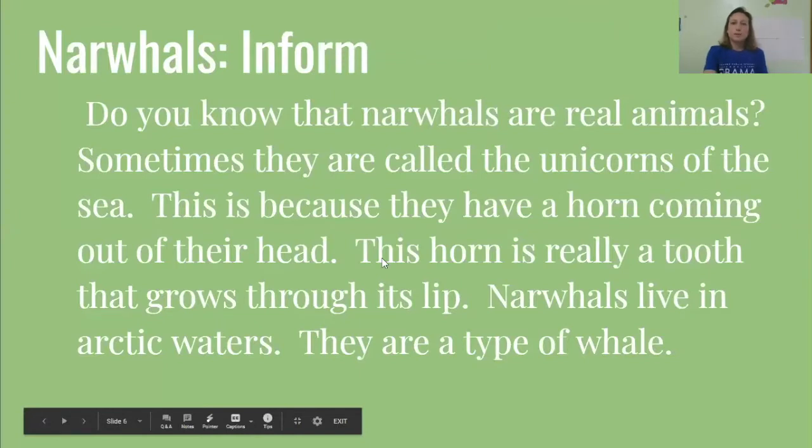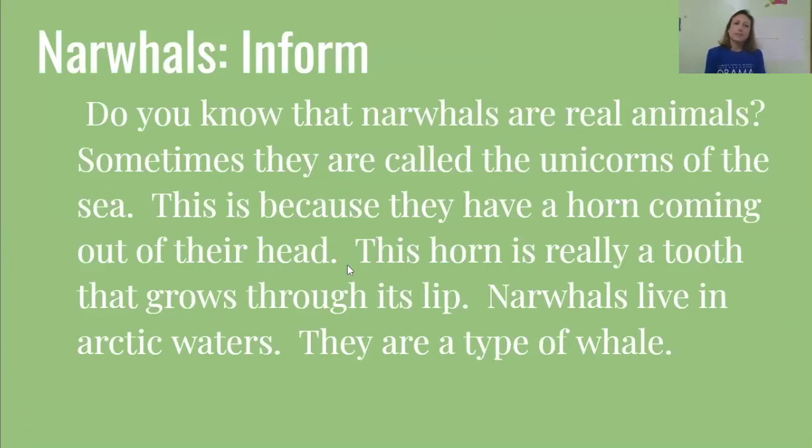Do you know that narwhals are real animals? Sometimes they are called the unicorns of the sea. This is because they have a horn coming out of their head. This horn is really a tooth that grows through its lip. Narwhals live in Arctic waters. They are a type of whale. And I could keep going with a lot more information, but we're writing a quick paragraph.